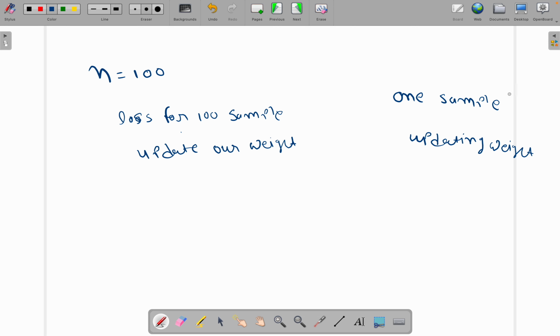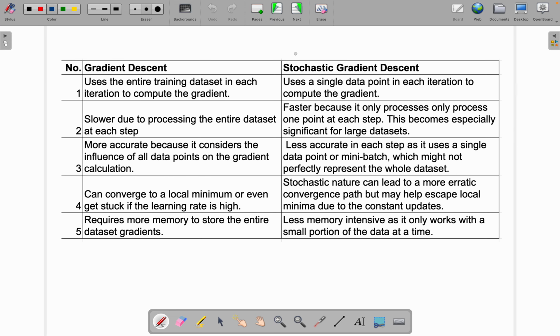Okay, so let's understand the difference between gradient descent and stochastic gradient descent in detail. So the first difference is that gradient descent uses the whole training data set at a time to compute the gradient, right? We had seen that. And stochastic gradient descent uses only one point at a time to compute the gradient or update the weights, right? So gradient descent is slower due to processing the entire data set, right? As we see, it will use the entire data set to update the weights at a time, or the whole weight vector will be updated once after gradient descent has gone through all the training points. But in stochastic gradient descent, we are processing only one point at a time and updating the weight, right?